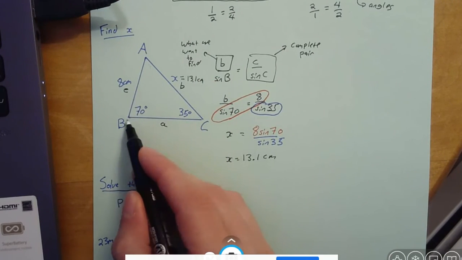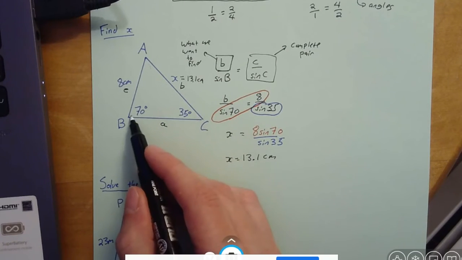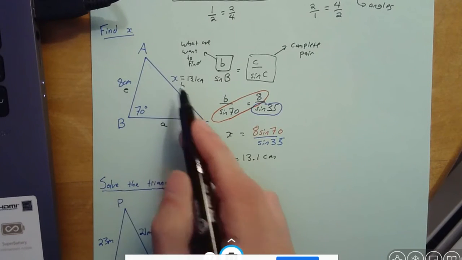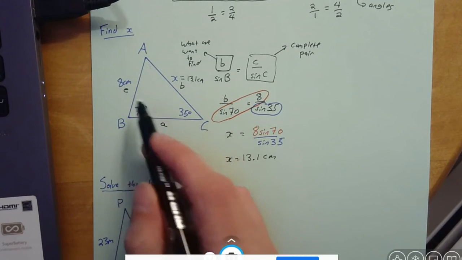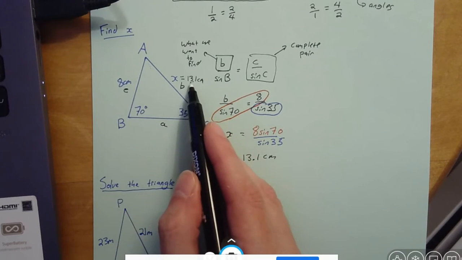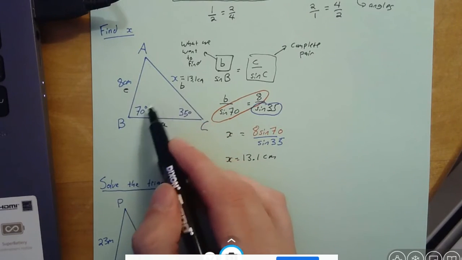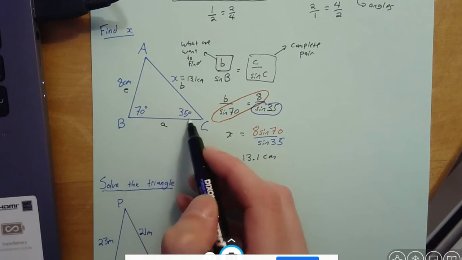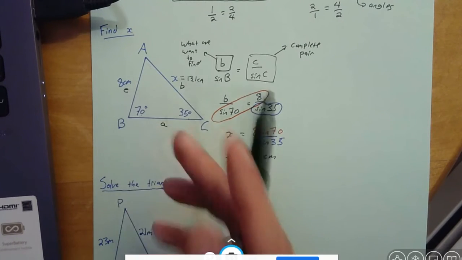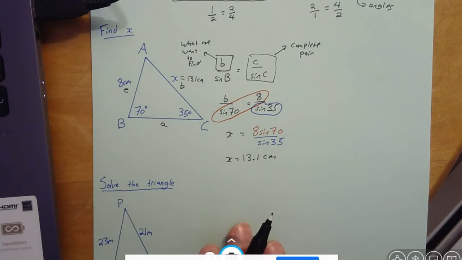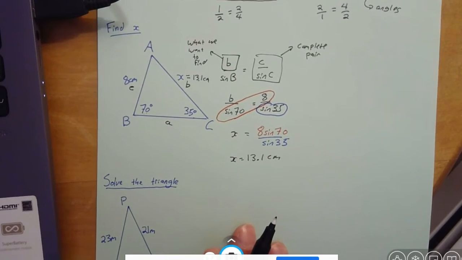Because 70 is a bigger opening than 35, the side across from it is going to be longer or wider than the side across from the smaller angle. So yes, 13 is bigger. 13 corresponds with 70 because 70 is bigger than 35 and 13 is bigger than 8. So that's one way we can sort of check our answers in any type of trigonometry problem.